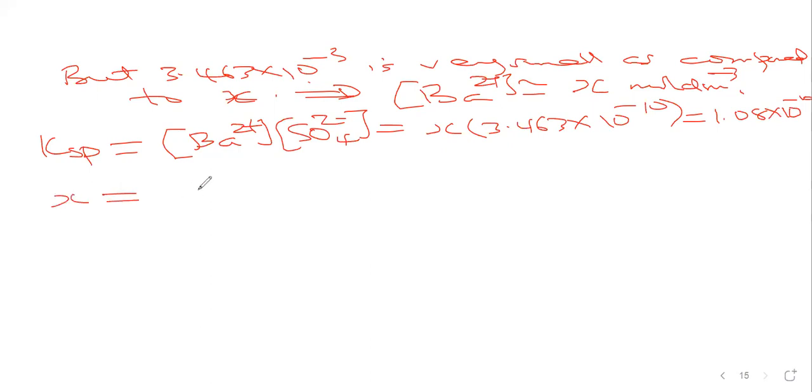So X here is 1.08 exponent negative 10 over 3.463 exponent negative 10. What is our answer? By the way, this is negative 3.